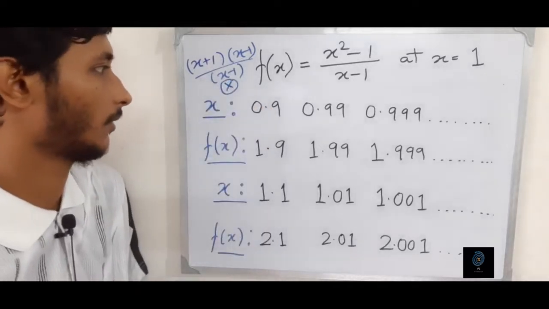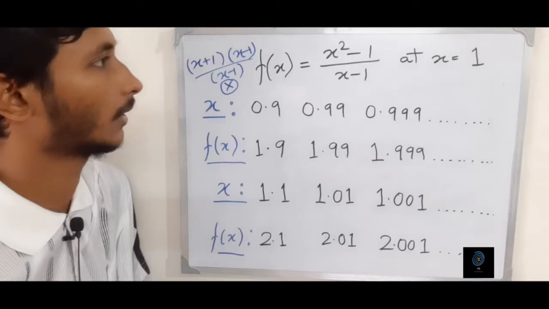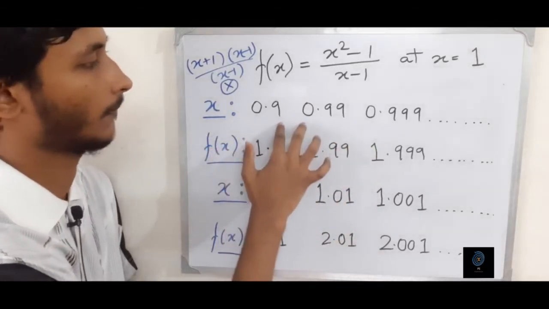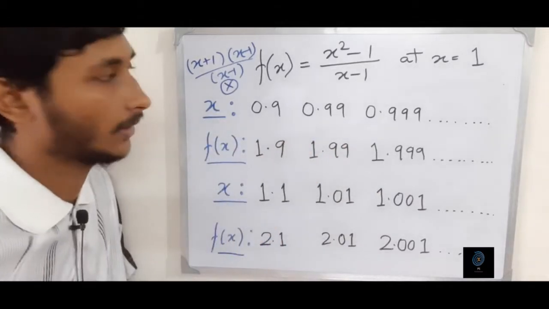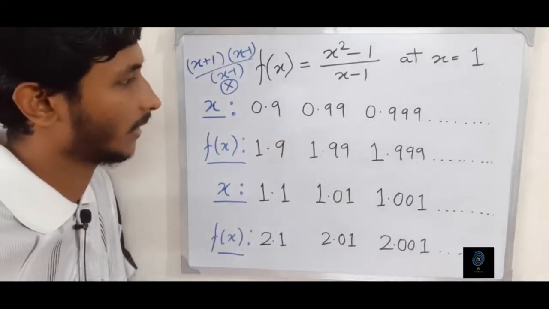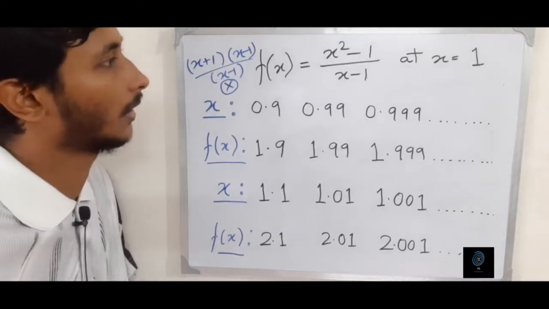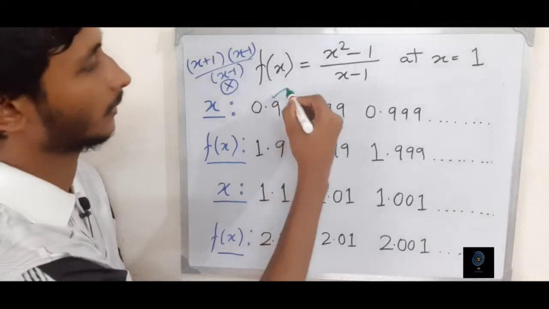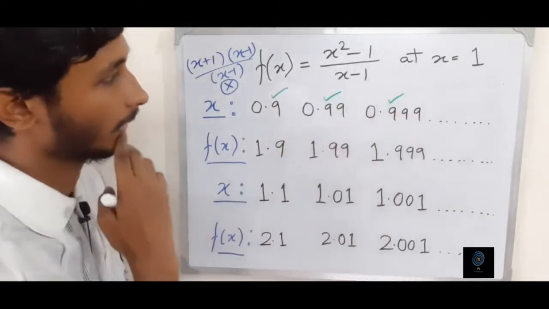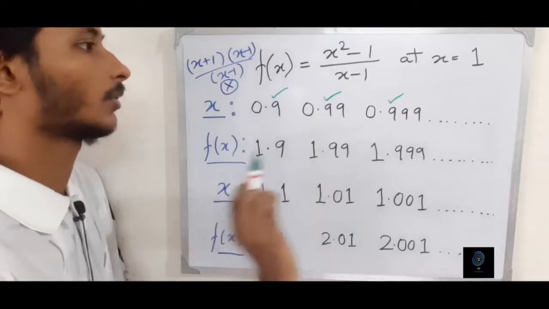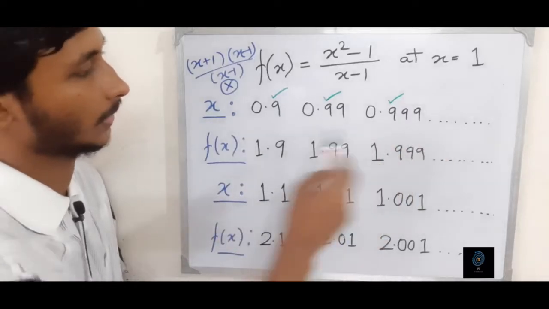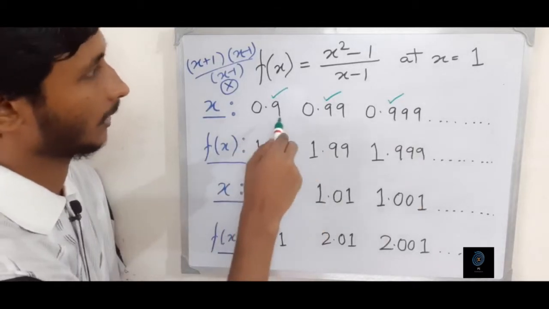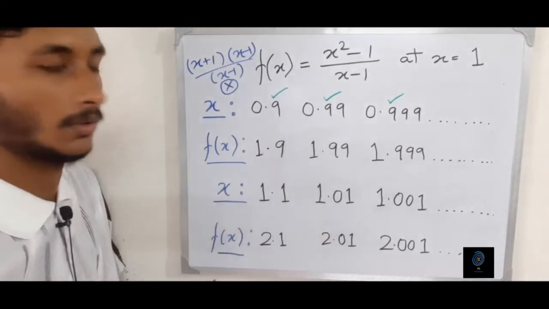In that type of cases, we apply a roundabout technique. That is, we take values of x which are very close to 1 and try to observe whether the values of f(x) approach any particular value or not. Here we are taking the values of x as 0.9, 0.99, 0.999. That is, we are pushing x closer and closer towards 1, but never making x equal to 1. So in that case, I have computed f(x) by putting x in this using a calculator. You can do it yourselves and see.